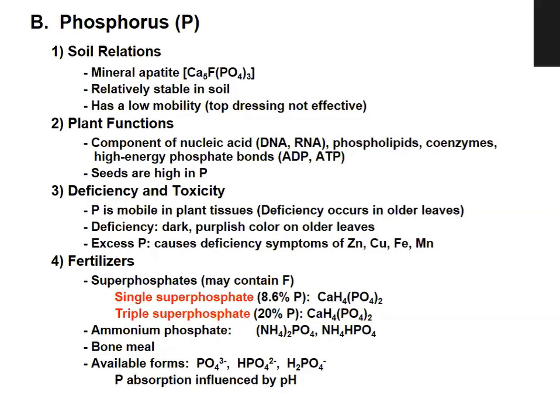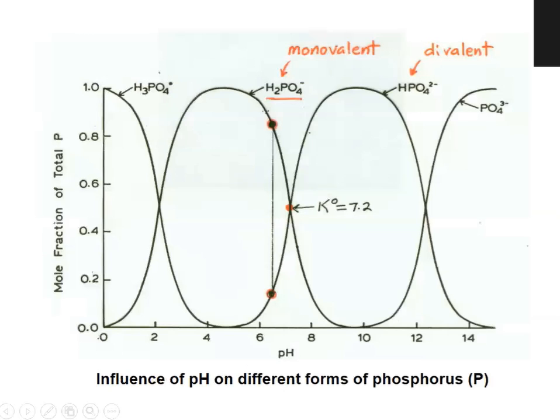To correct the deficiency of phosphorus, we need to add certain fertilizers. You may know superphosphate: single superphosphate, double superphosphate, and triple superphosphate, which supply 16, 32, and 48% of P2O5. Then ammonium phosphate can be used as a phosphatic fertilizer. Bone meal can also be used as a phosphatic fertilizer.